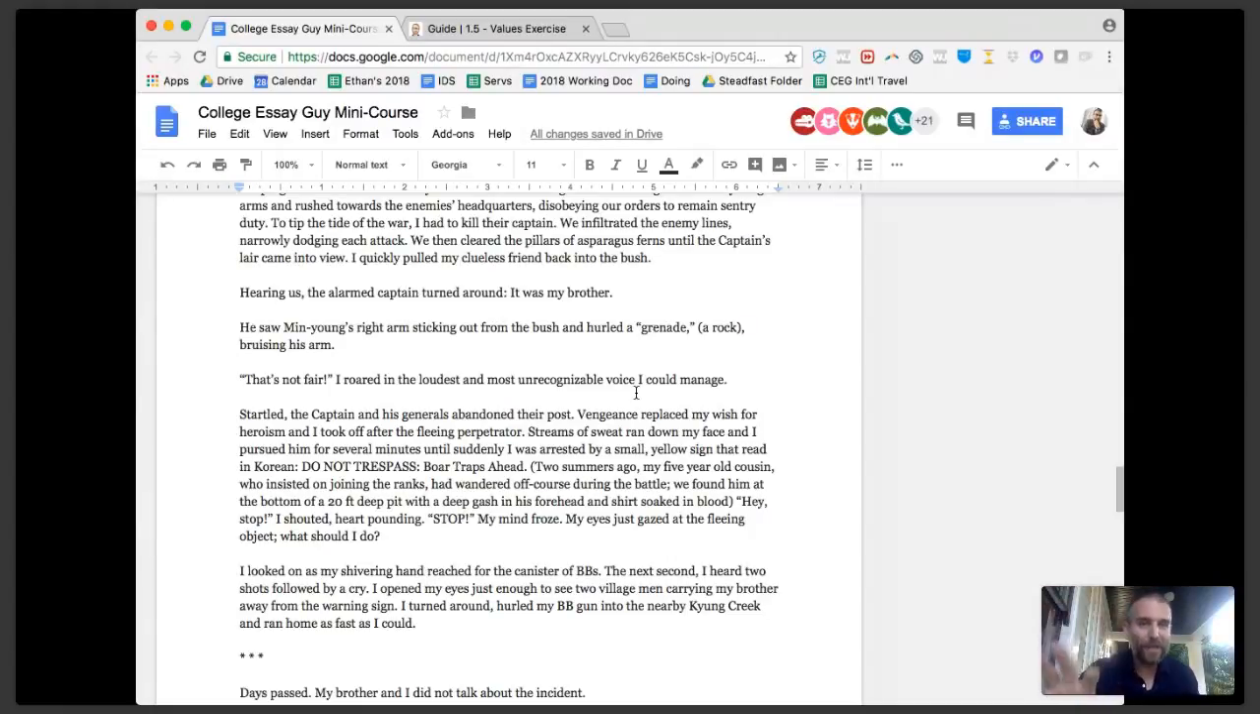So he sees this sign, "Do not trespass, boar traps ahead." And he gives this note. 2 summers ago, my 5-year-old cousin, who insisted on joining the ranks, had wandered off course during the battle. We found him at the bottom of a 20-foot deep pit with a deep gash in his forehead and shirt soaked in blood. "Hey, stop!"